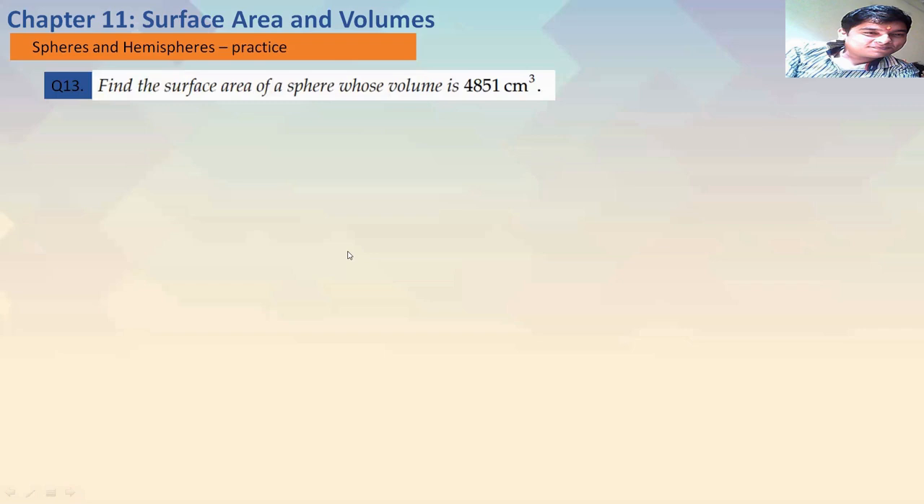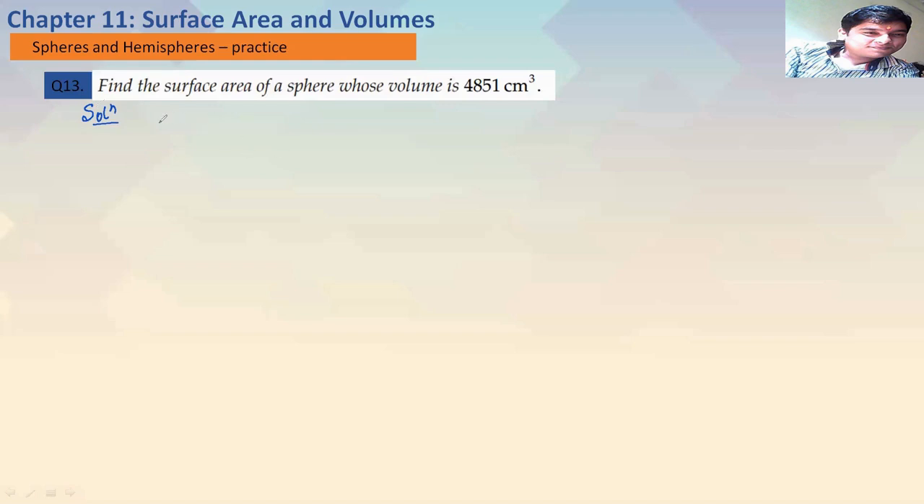So what is the formula for finding the volume of a sphere? Volume is 4 by 3 pi r square. Pi r cubed, sorry, cube, yeah. So can we not assign 4851 to it? I mean, that is the value, right? That has the value 4851 volume. Yeah, right? So using that, we can find out the radius. Take a look. Let's do it together.